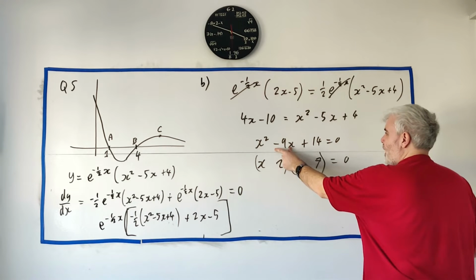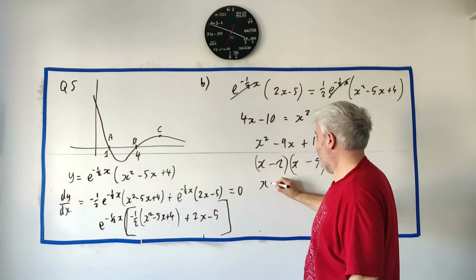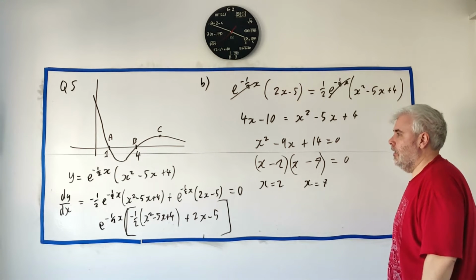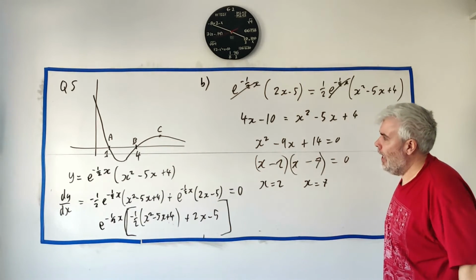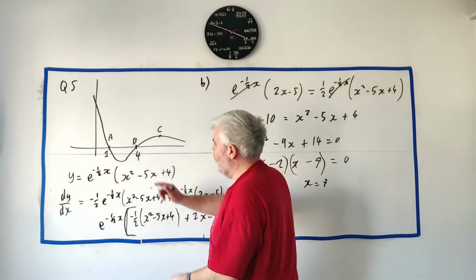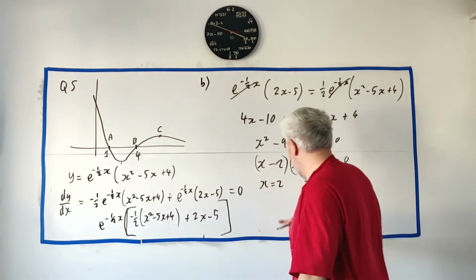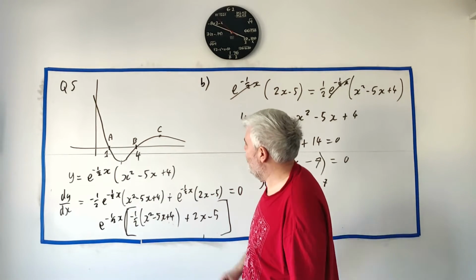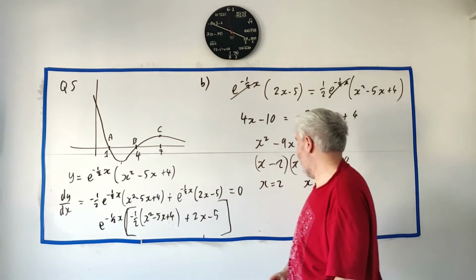Let's see, they both have to be minus to get minus 9 and multiply to get plus. So we have x is equal to 2 or x is equal to 7. Now, we're looking for C, remember. X equals 2 should be somewhere in the middle of 1 and 4. That's that minimum. X equals 2 would be this minimum here, which nobody asked about, nobody cares about. So the one we're looking for is C. Must be 7. So that's it.